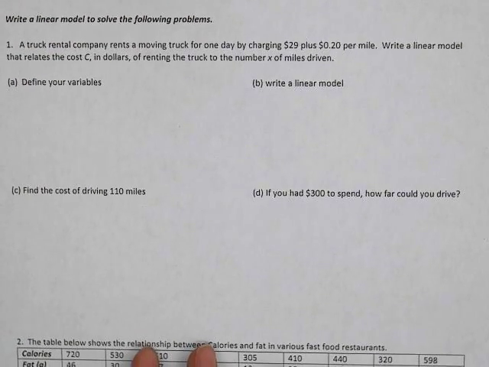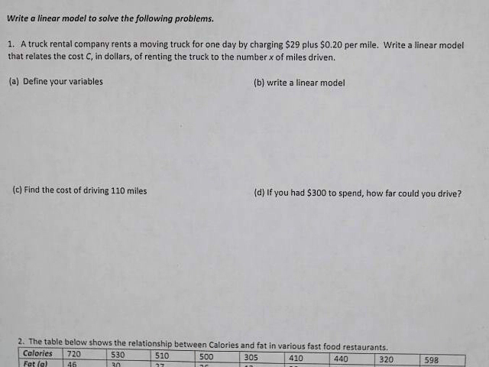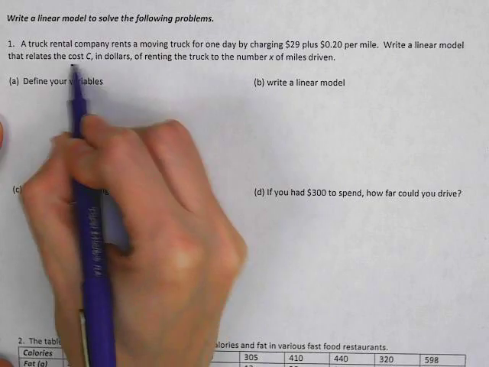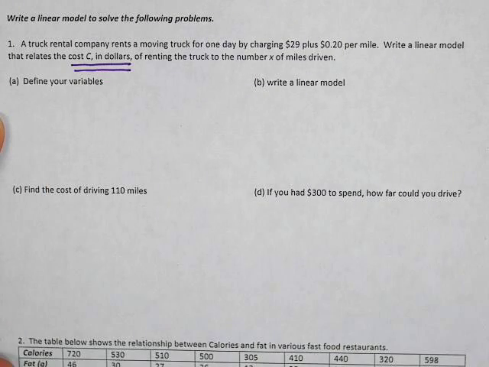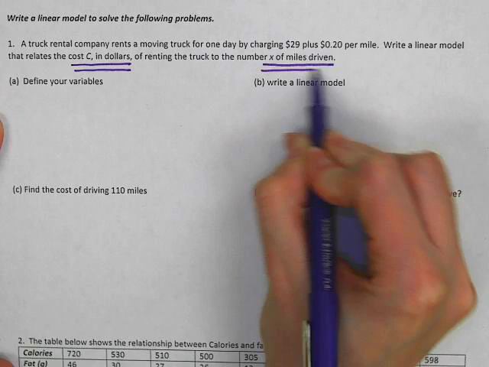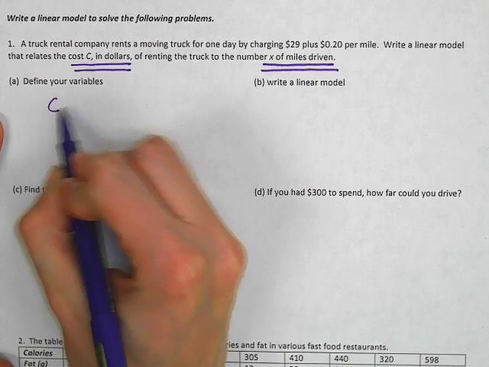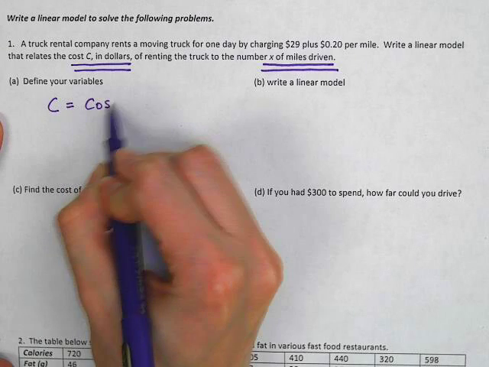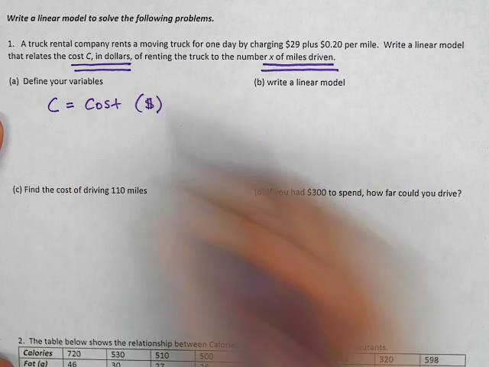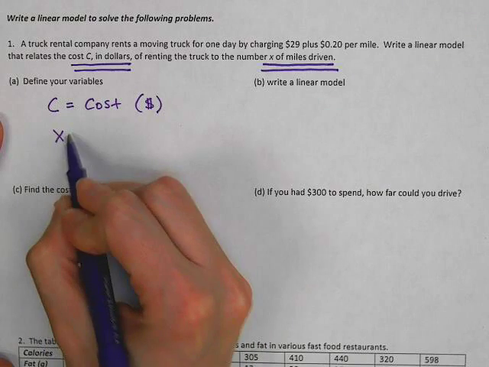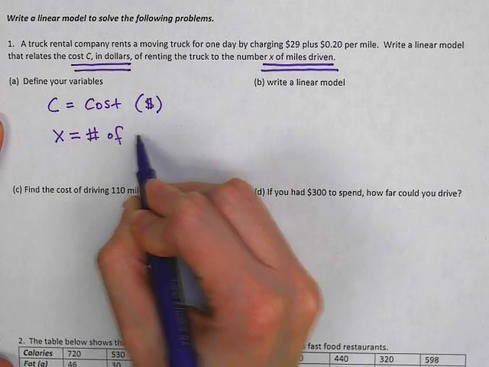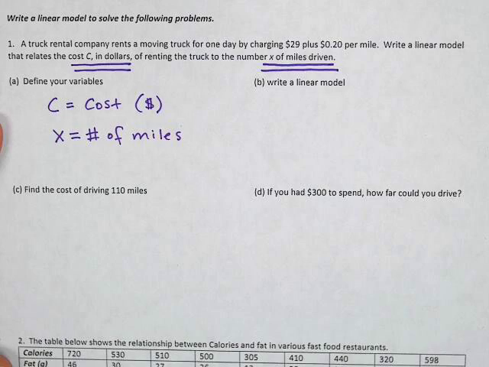So a truck rental company rents a moving truck for 1 day by charging $29 plus 20 cents per mile. Write a model that relates the cost, C, in dollars to the number X miles driven. Okay, so define your variables. C is going to be cost in money, and X is going to be number of miles driven in miles, obviously.